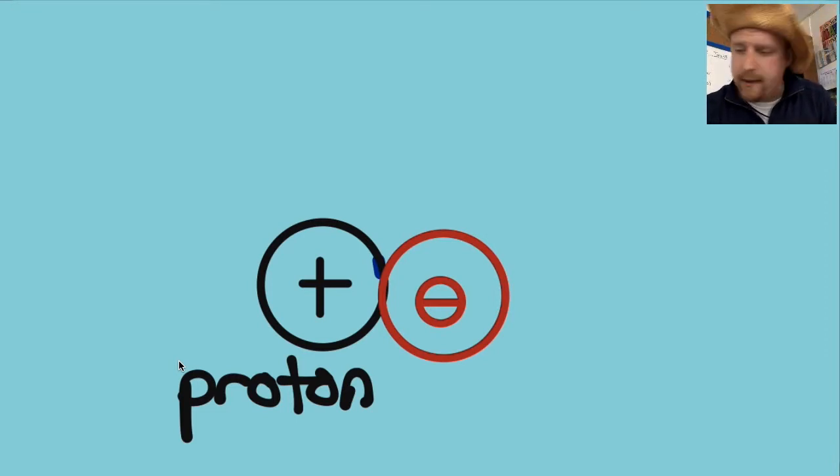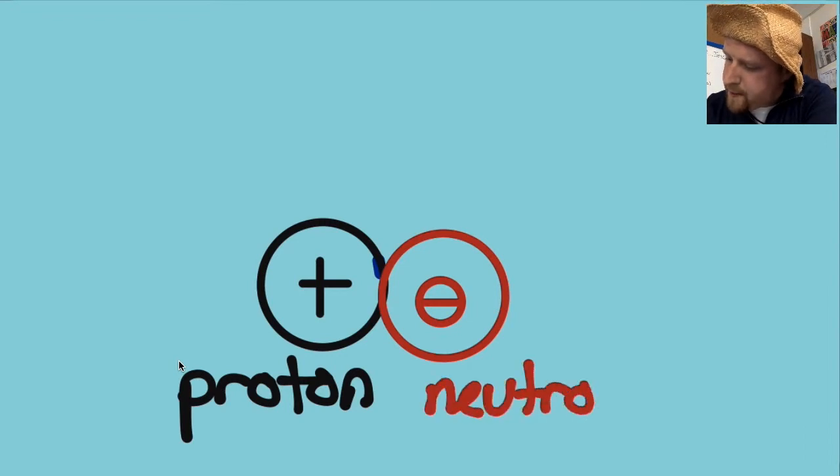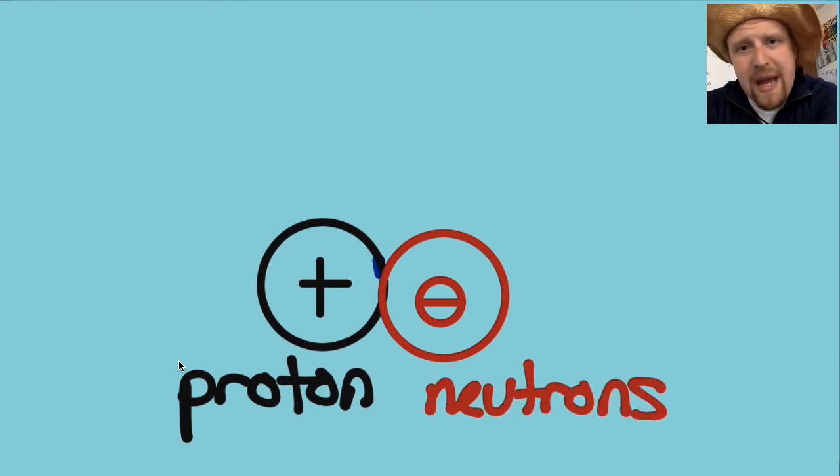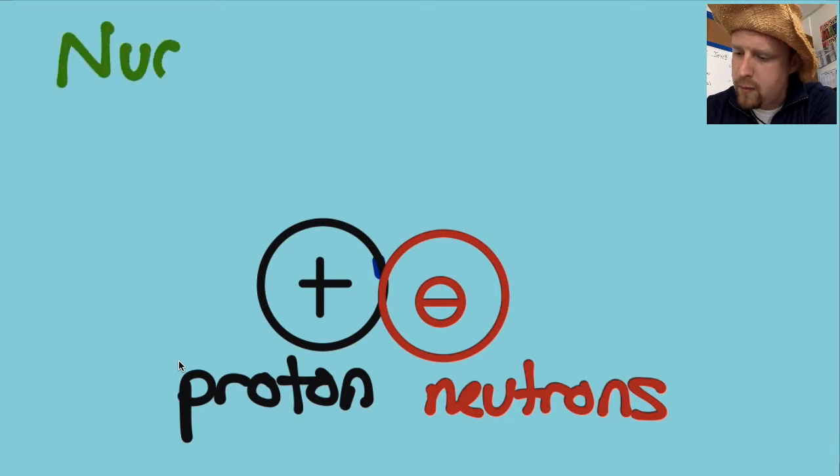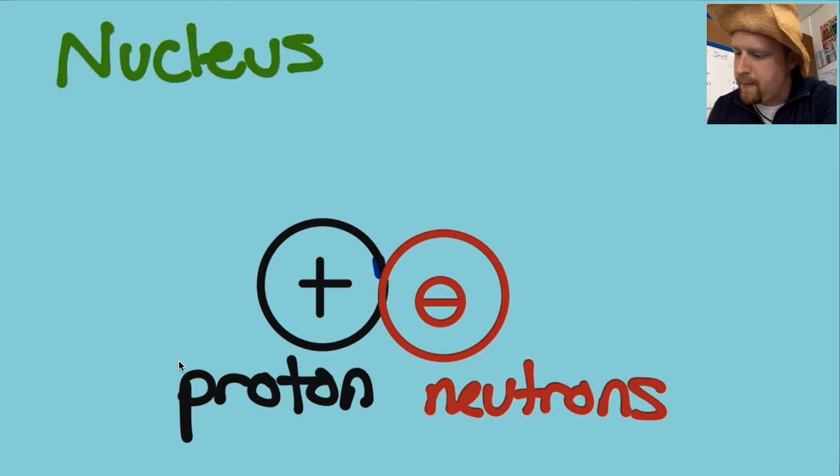So we have protons, and we have neutrons, and every atom is made up of these particles. There are these particles in the center, in what we call the nucleus. Some atoms have just a few particles. Some atoms have lots and lots, hundreds of these particles. It just depends on the atom.